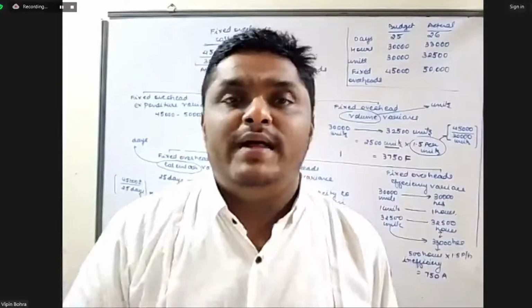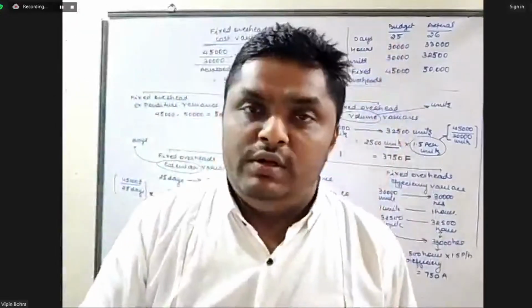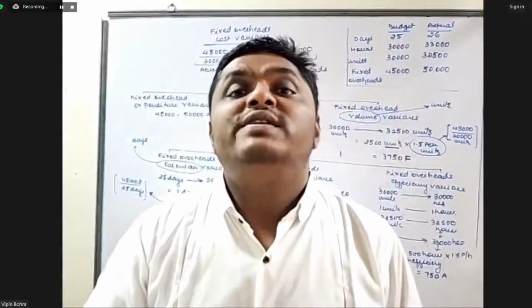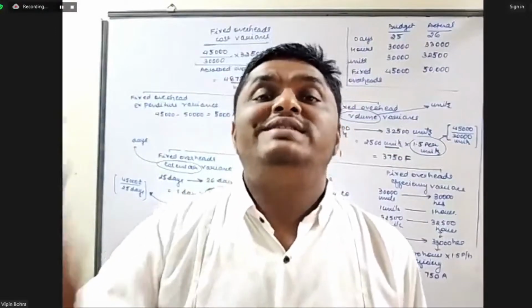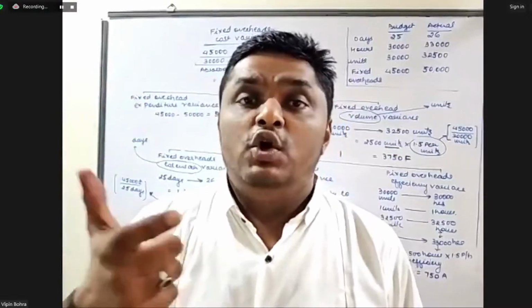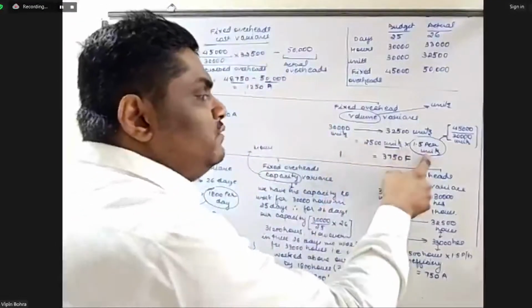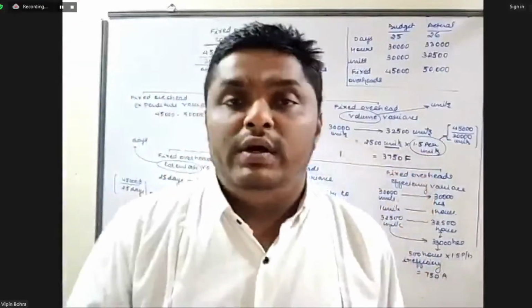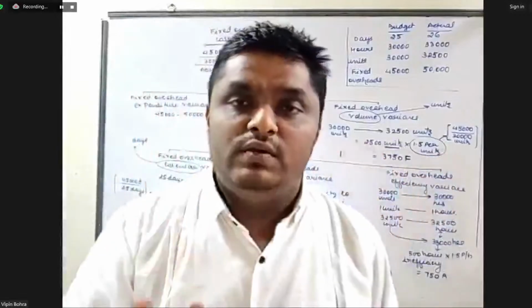Units. ये units की बात करता है. How many units were we supposed to manufacture? 30,000 units. But we actually manufactured 32,500 units. 2,500 units extra we manufactured. So it's a good sign for the company. Since it is number of units, we'll be taking the rate per unit. So 2,500 into 1.5, 3750.